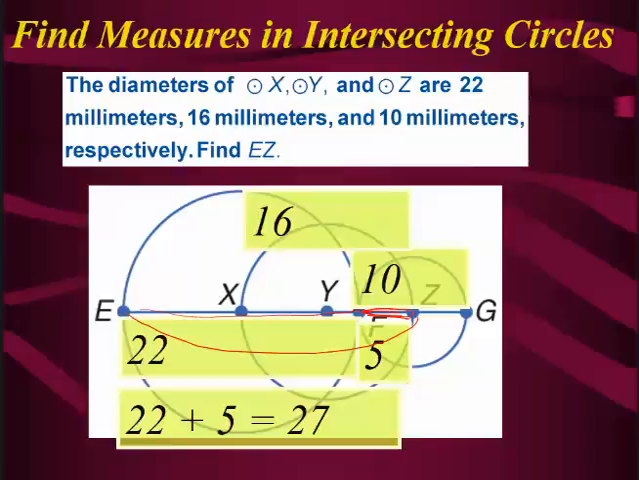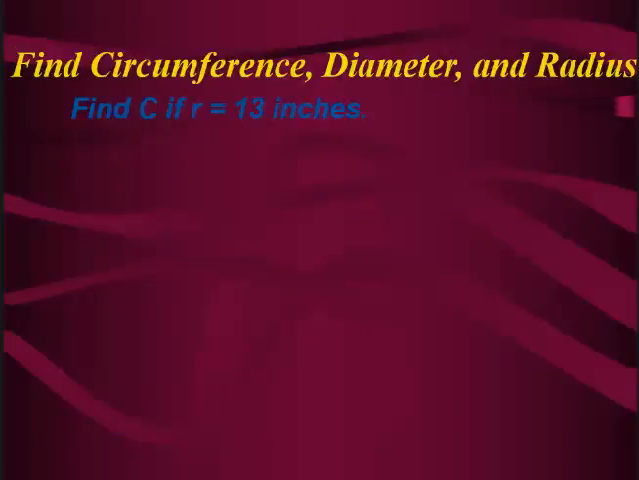Okay, on to another problem. Find circumference, diameter, and radius. Okay, so different problems we can do using the same formula. First, we're going to find circumference if radius is 13 inches. So we're going to start off with our circumference formula. You could choose the one with radius in it or choose the one with diameter in it. Since we are being given the radius, we're going to use the one with the R in it. And we're just going to simply plug that 13 in.